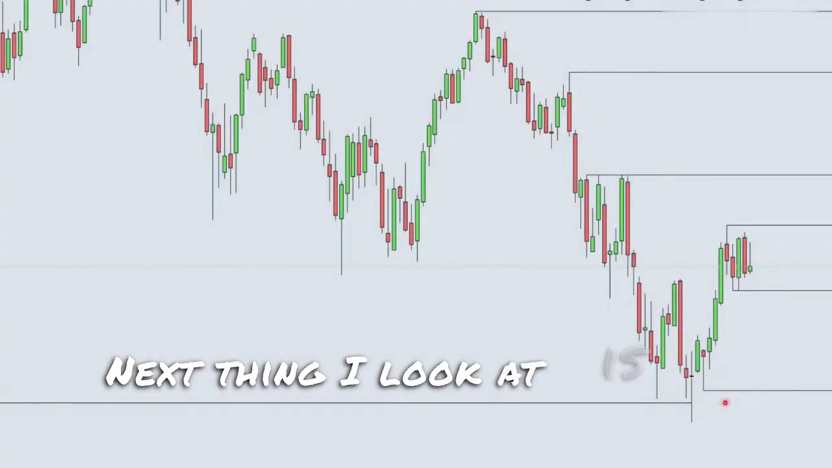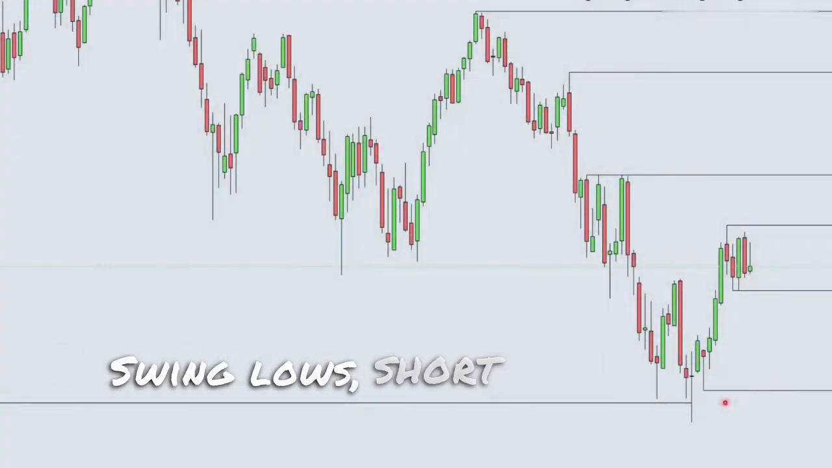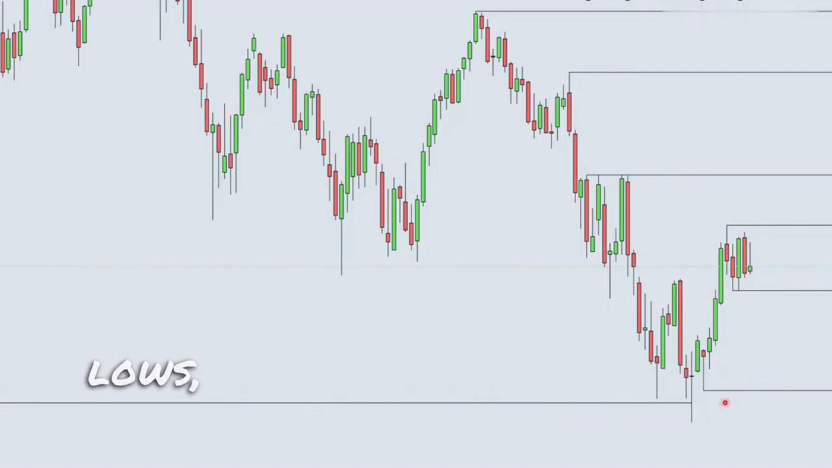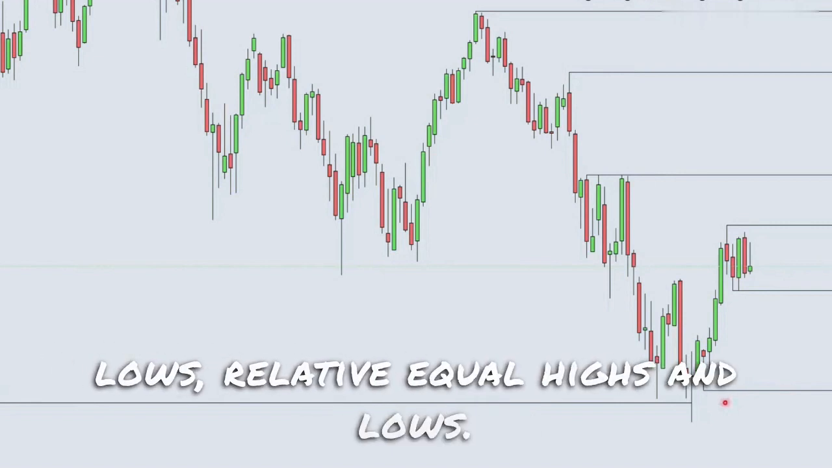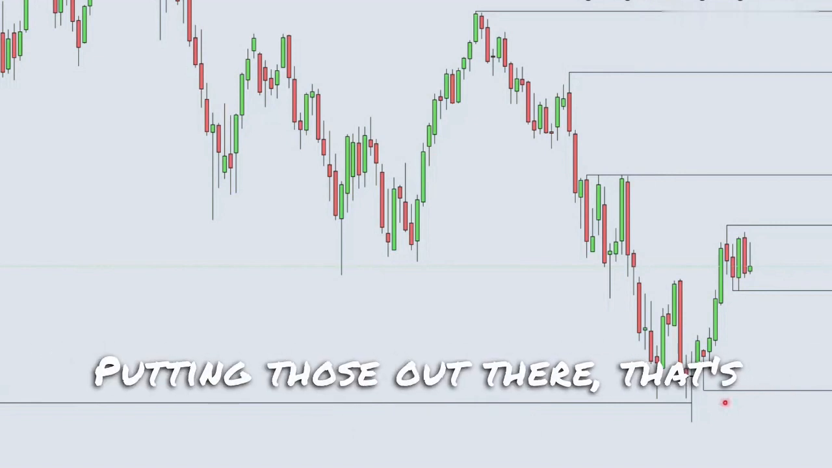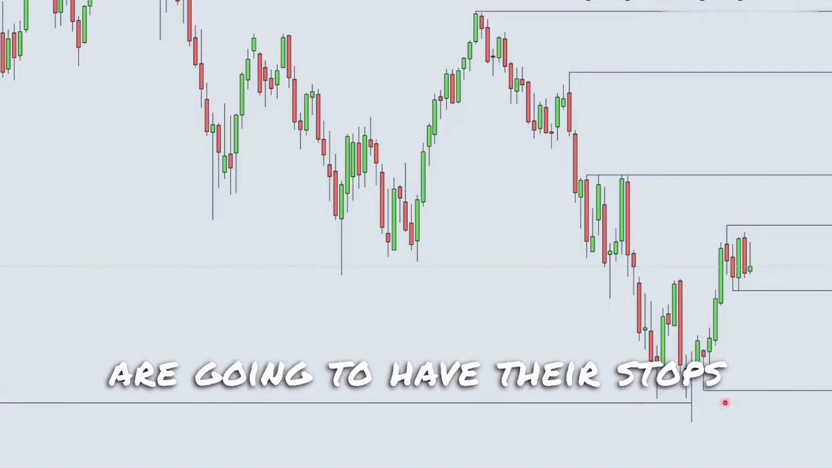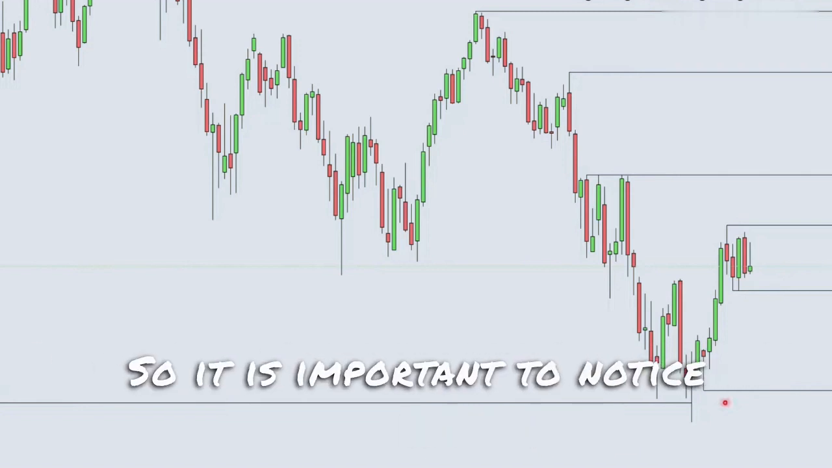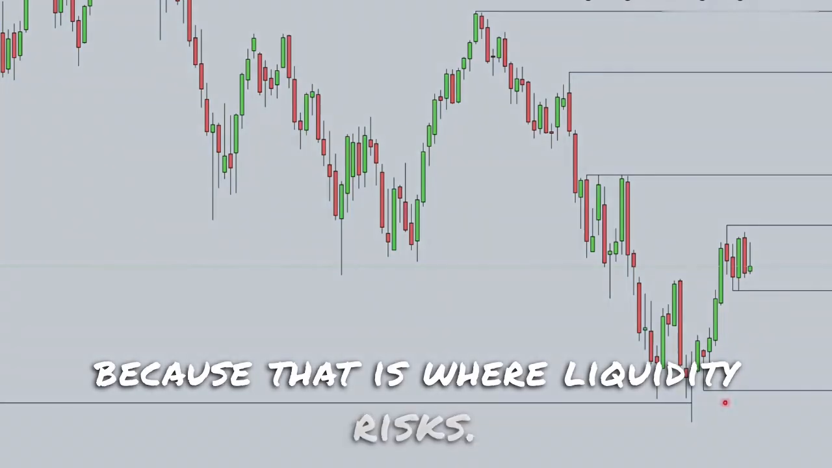Next thing I look at is swing highs, swing lows, short term highs, short term lows, relative equal highs and lows. Putting those out there, that's just where people are going to have their stops above. So it is important to notice them because that is where liquidity rests.